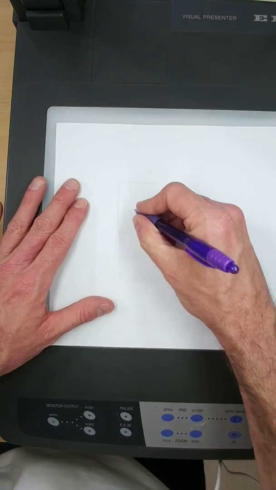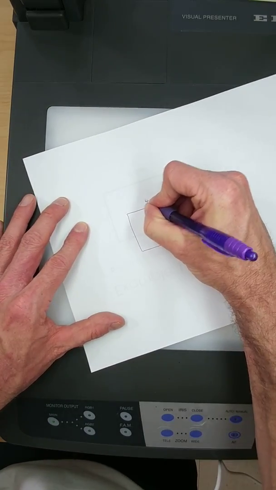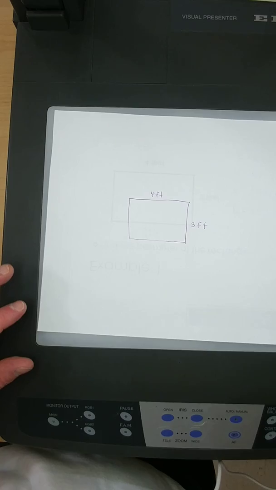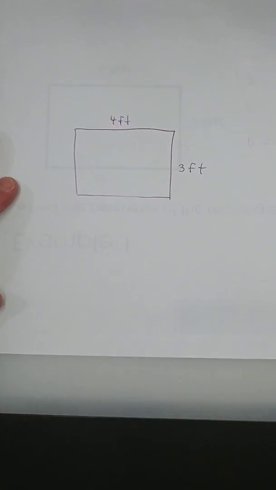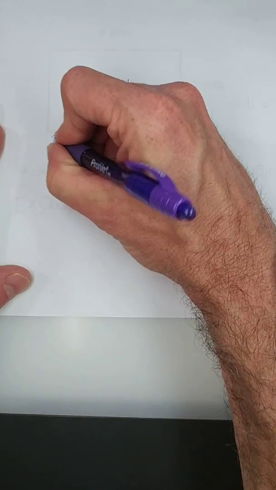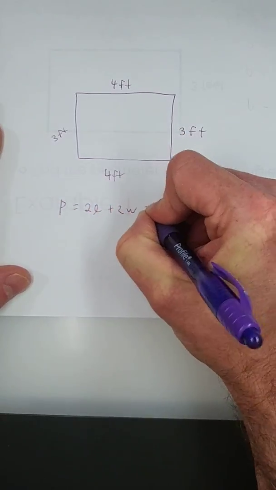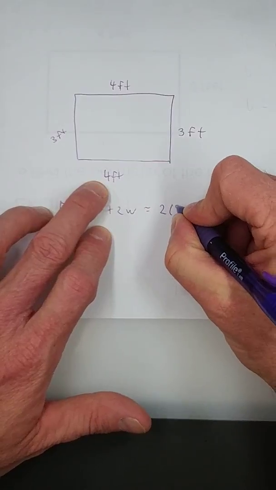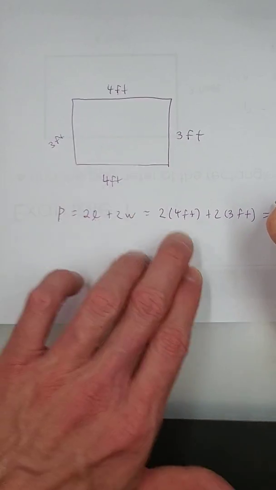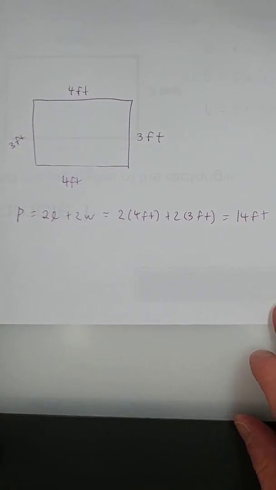In the first example of the PowerPoint, for 7.2, you have a rectangle that's 4 feet by 3 feet. You're asked to find the perimeter of that rectangle. Since opposite sides are equal, there's a shortcut you can use. Perimeter is 2L plus 2W, which is 2 times 4 feet plus 2 times 3 feet, which gives you 8 plus 6, so 14 feet will be the perimeter.